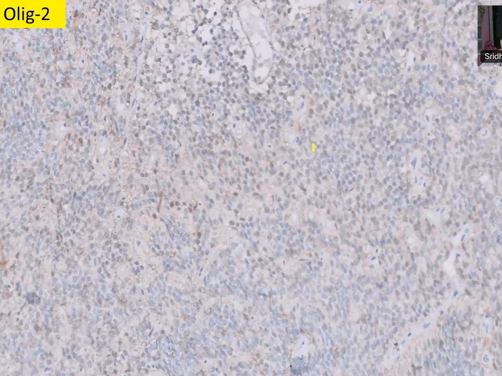Olig2 is negative. So what does it tell you? The glial tumors, GFAP positive, Olig2 negative, what does it tell you? Well demarcated tumor, not a diffuse tumor. In this present series of cases, did you see any case which is GFAP positive, Olig2 negative or Olig2 tumor? Did you see anything?